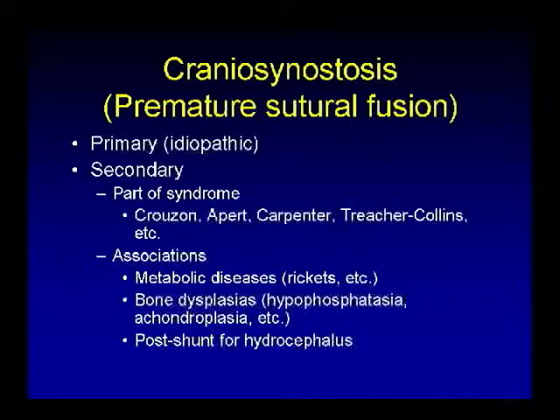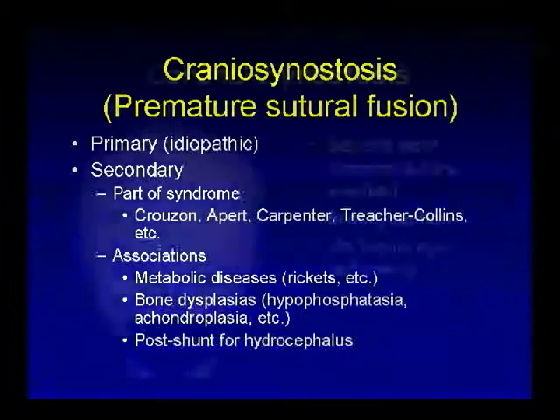Craniosynostosis can be primary or idiopathic, or it can be secondary due to part of a syndrome such as Crouzon or Apert syndrome. You'd look for polysyndactyly in such cases. And it can be seen with metabolic diseases such as rickets, bone dysplasias, and if somebody has a real big head and then they shunt them for hydrocephalus and the skull sort of collapses, sometimes it'll fuse prematurely.